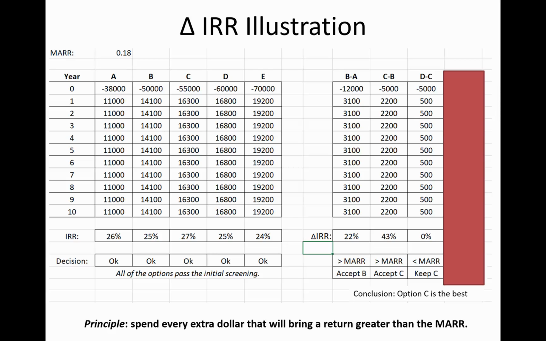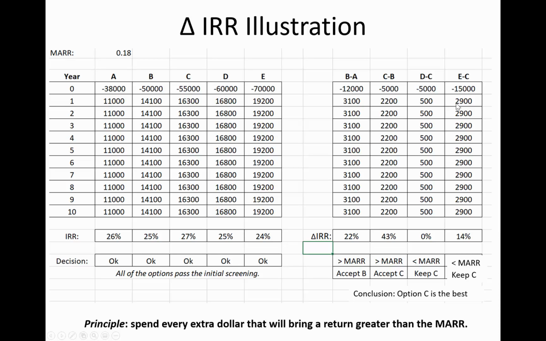So what that means is the final comparison is E versus C, because C came out as the winner in the third comparison. And so this last column is E versus C, and you can see that it only yields 14% rate of return, which is less than 18. So that means that E fails and C is the overall winner. And so it's the option that's going to give us the highest profits. And we also know what is the rate of return incrementally.